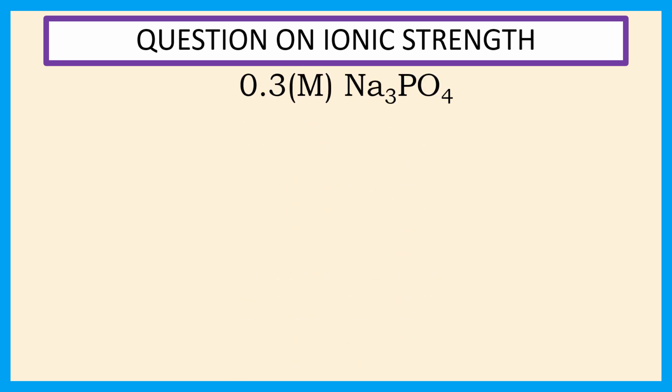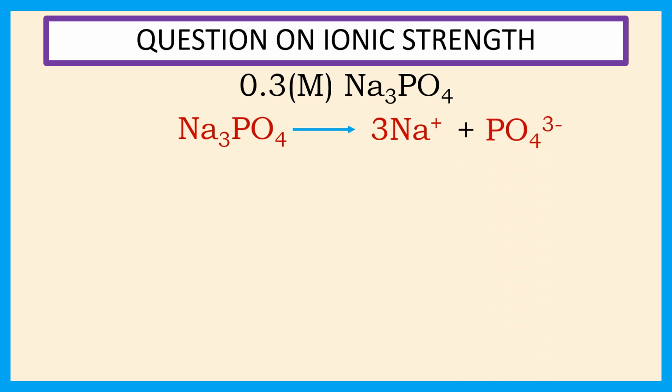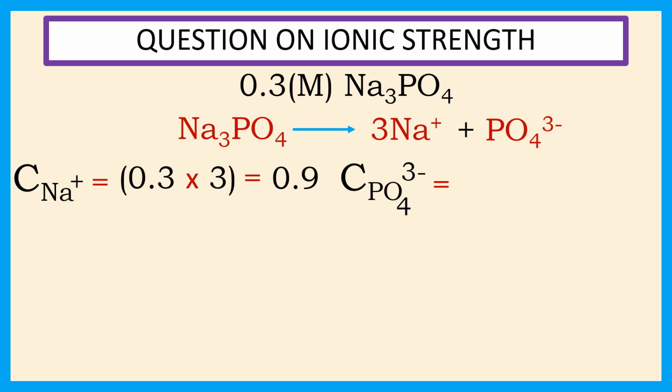Here given 0.3 molar Na3PO4 solution. Na3PO4 dissociates as 3 Na plus ions and 1 PO4 3 minus ion. Concentration of Na plus ion is equal to 0.3 into 3 for 3 Na plus ions, which is equal to 0.9. Concentration of PO4 3 minus ion is equal to 0.3 into 1 for 1 PO4 3 minus ion, which is equal to 0.3.